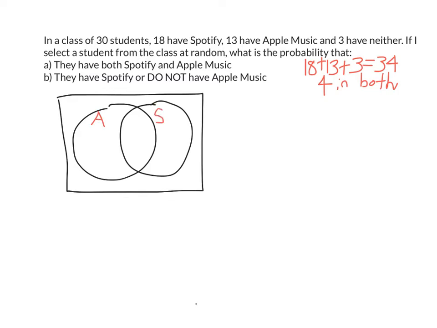A for Apple Music, S for Spotify. So I start by putting 4 in both. There were 4 people who had both. So let's look at this circle here, the Apple Music circle.